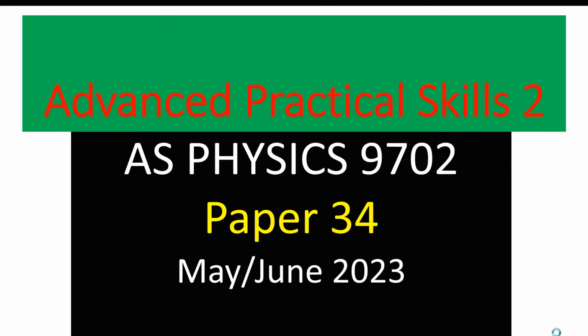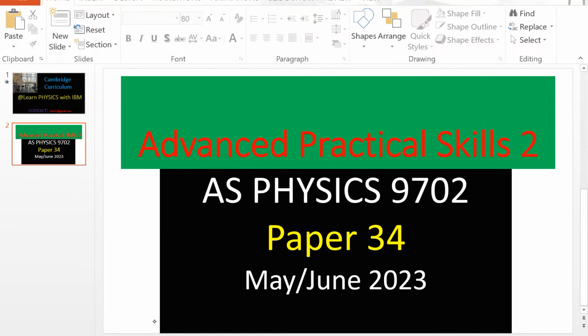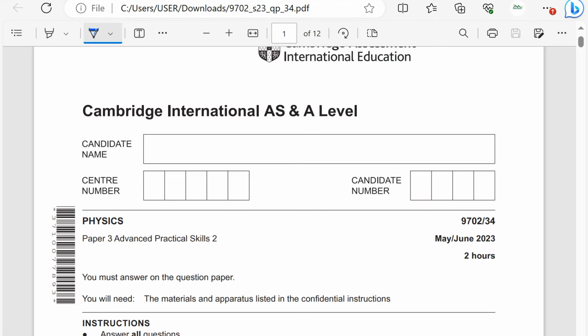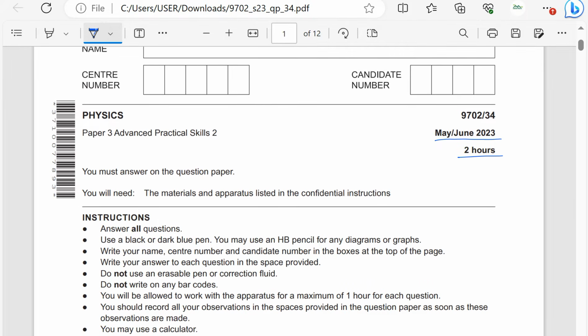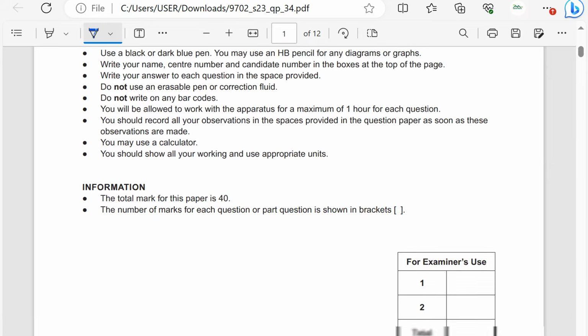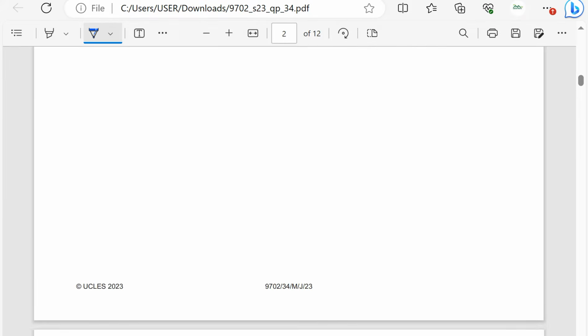So without wasting time, I would like to take you to the question paper. So this is the paper, Advanced Practical Skills 2. This is May-June 2023. The paper is supposed to be 2 hours. So I'm going to take a few minutes to record question number 2. You are used to these instructions, so I'll go straight to question number 2.